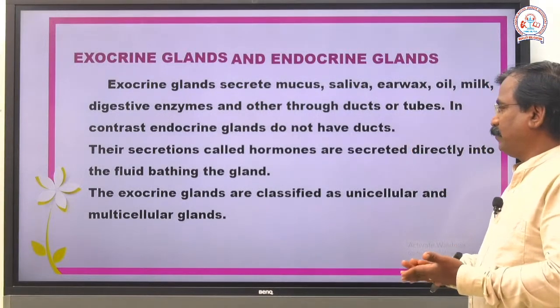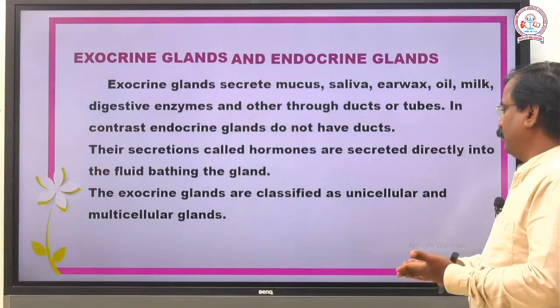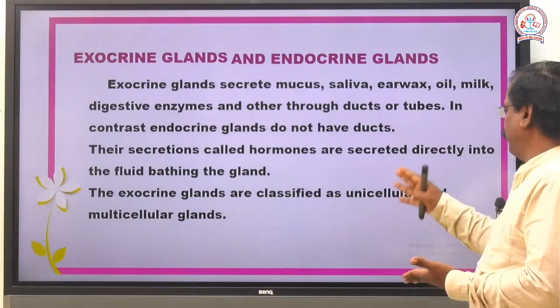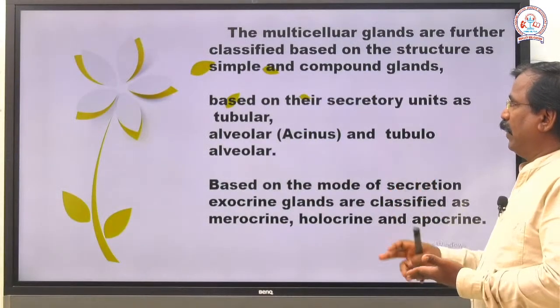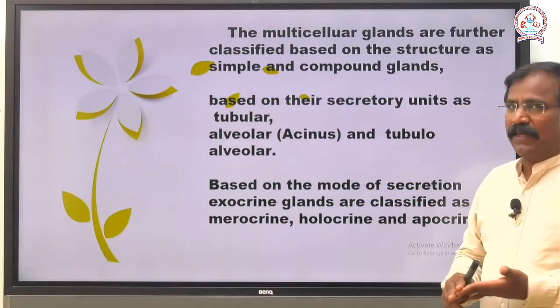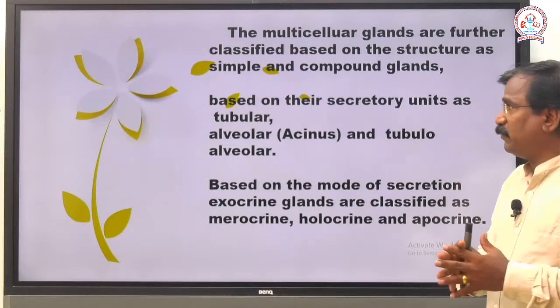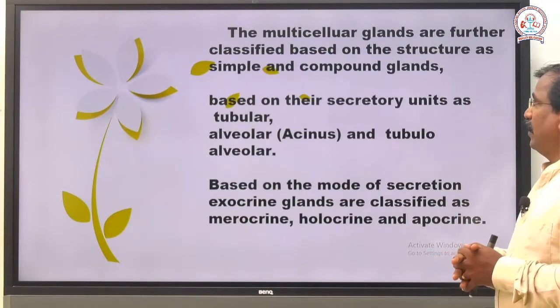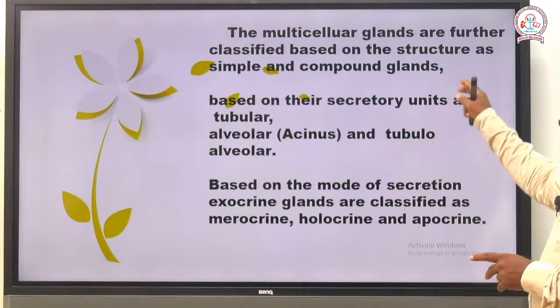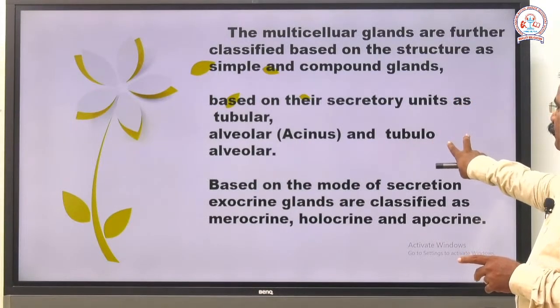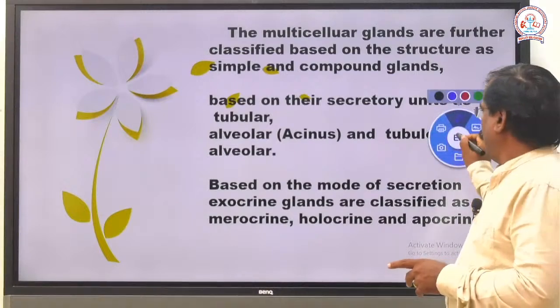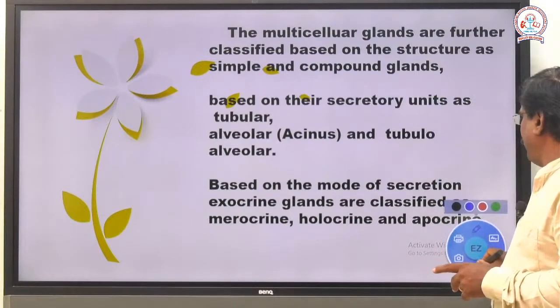That is exocrine and endocrine glands, which we have discussed. And next is the classification of glands based on the structure of the secretory units. Important.